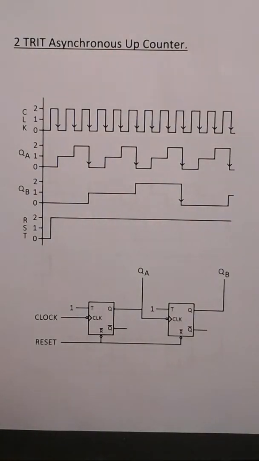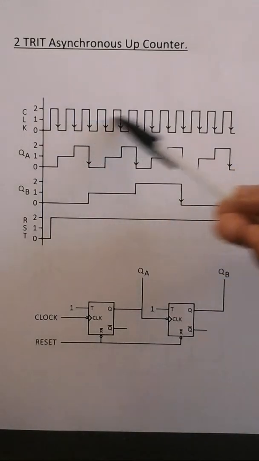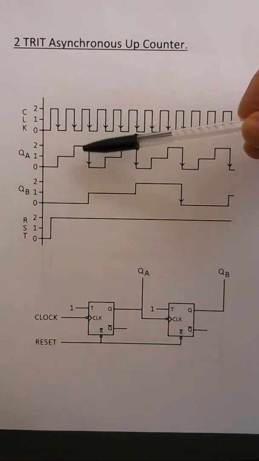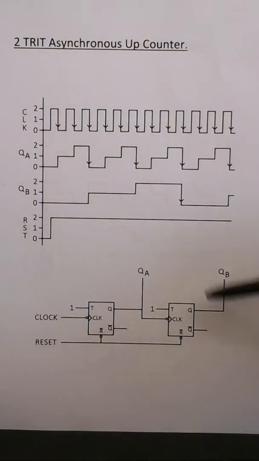Here we have a 2-trit synchronous up counter. This is the timing diagram and this is the circuit diagram. We're going to implement it using T flip-flops. Here we have the clock, and both of them are divide by 3 counters.